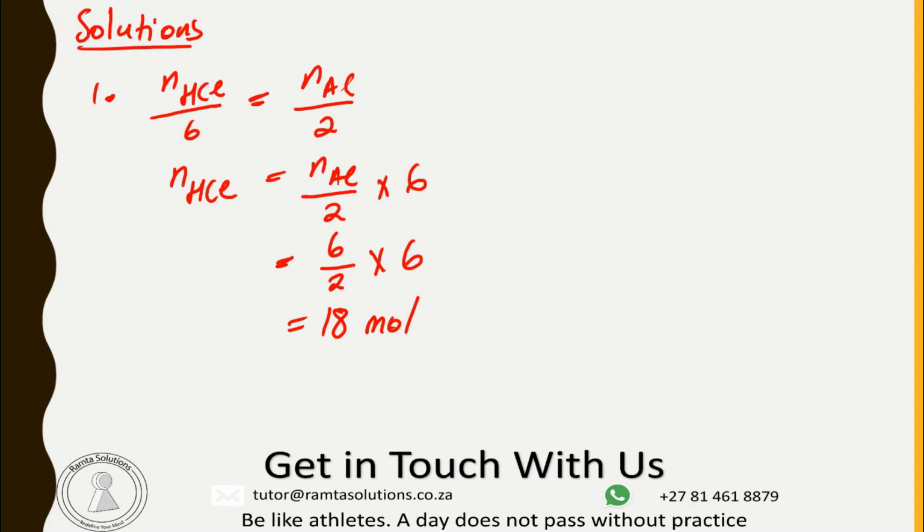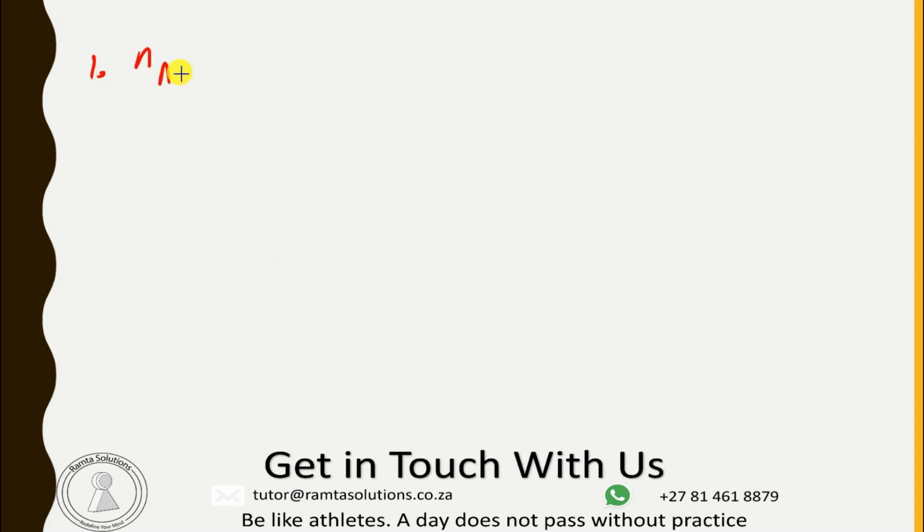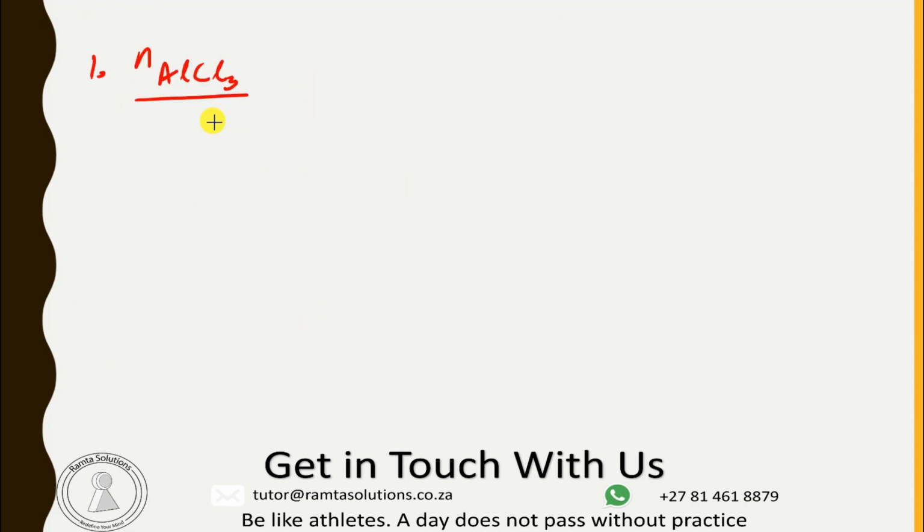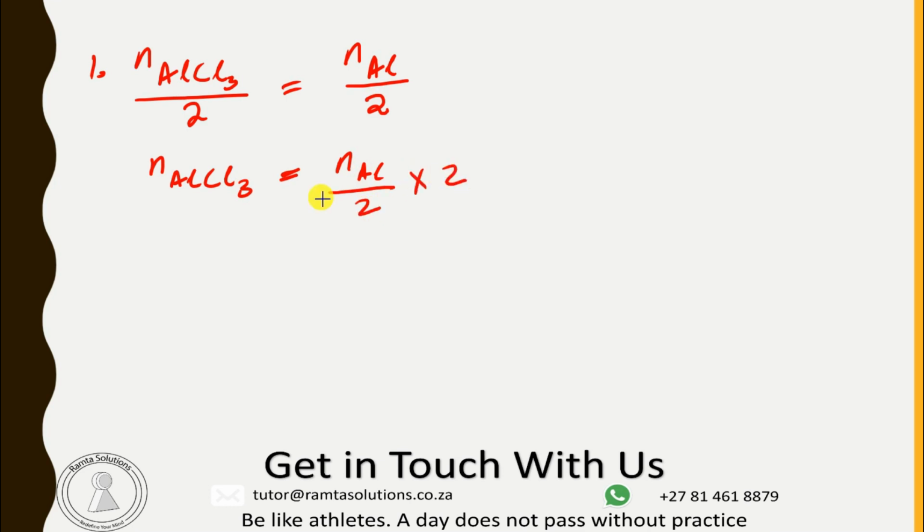So, again, the number of moles of aluminum tetrachloride over its coefficient, 2, is equal to the number of moles of aluminium over its coefficient. What is its coefficient? Its coefficient is 2. So what do we have? Number of moles of aluminium tetrachloride is equal to number of moles of aluminium over 2 multiplied by 2. Now this tells you that this is the same, because the 2 and the 2 cancel.